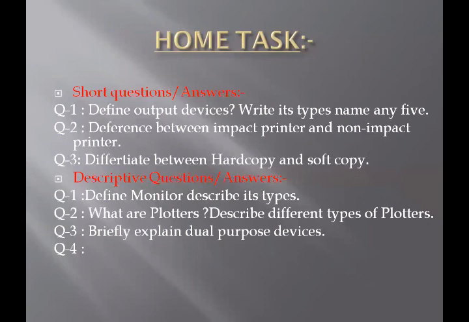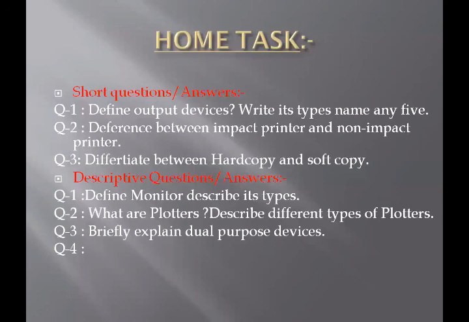Okay, we have shared the home task. You have some short questions and descriptive questions. Short question number one: define output devices, write its types, and name any five. Question number two: differentiate between impact printer and non-impact printer. Question number three: differentiate between hard copy and soft copy.